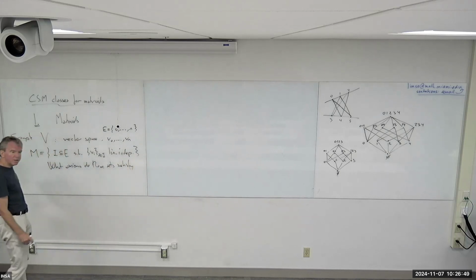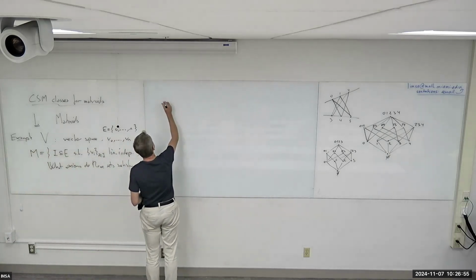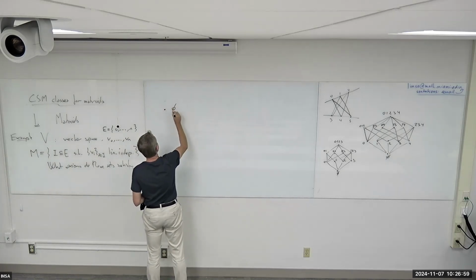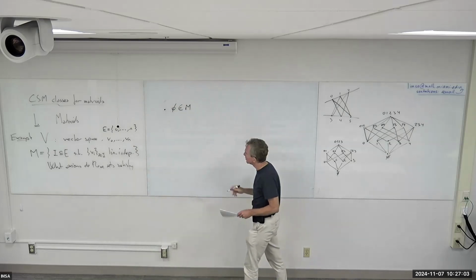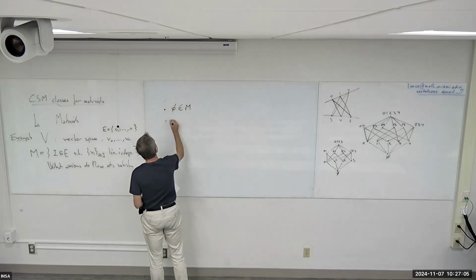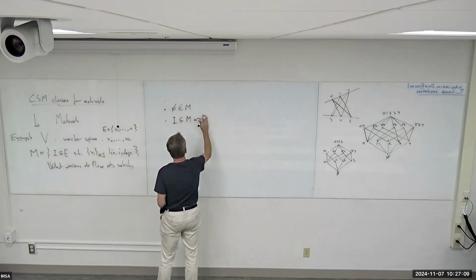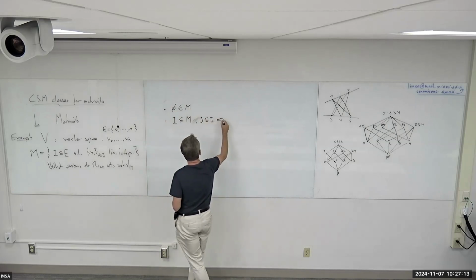This could be a quiz. I could ask you to just list 3 things about M, and you will probably come up with this list. Number 1, the empty set is independent. Not a controversial thing. Number 2, if I is independent and J is a subset of I, then J is independent.